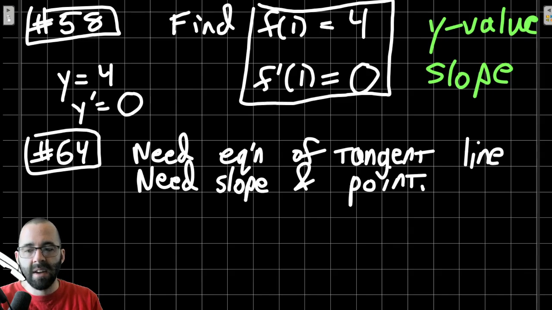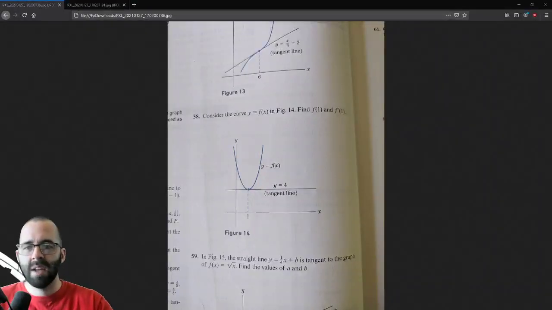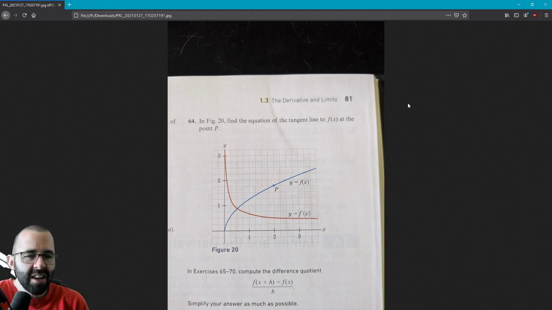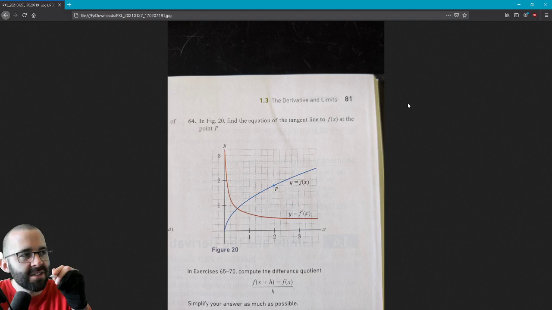So let's look back at the, wait, why did it jump back to 58? Go away, 58. We need the slope at P. And you could kind of estimate the slope here. The slope looks to be about 1/2, right? At P, it kind of looks like it's going up 1 and right 2. Kind of looks like the slope is 1/2. But we don't need to estimate here. We can find the slope exactly.